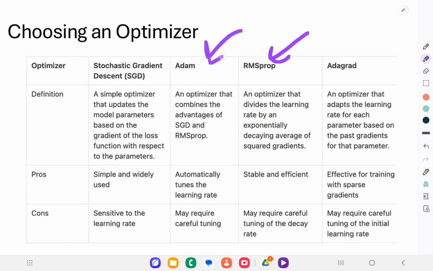There's also Adam. This one uses momentum and also adaptive scaling. It's the most commonly used optimizer in practice because it tends to converge quickly with less tuning, though sometimes it doesn't always generalize better. And there are, of course, other optimizers that you should experiment with.